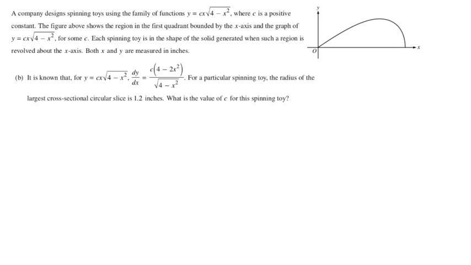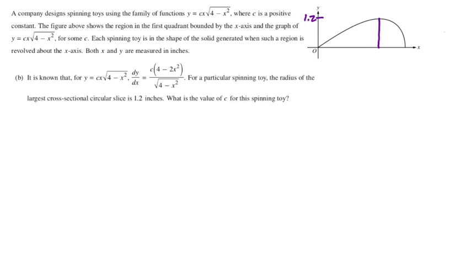It is known that for y equals the given function, the derivative is c times the quantity 4 minus 2x squared over the radical. For a particular spinning toy, the radius of the largest cross-sectional circular slice is 1.2. So that's a lot of words, right? You're going to rotate the curve around the x-axis. As you rotate it, this is the radius. And all this is saying is that the radius goes up to 1.2.